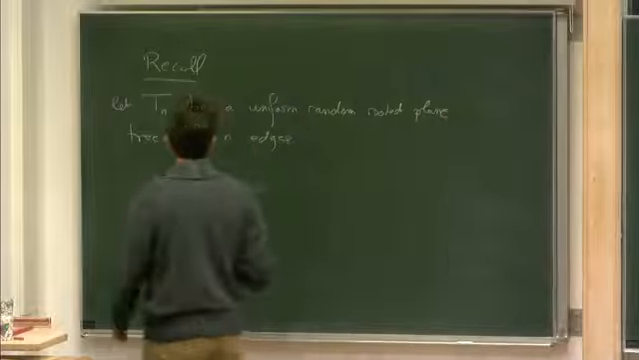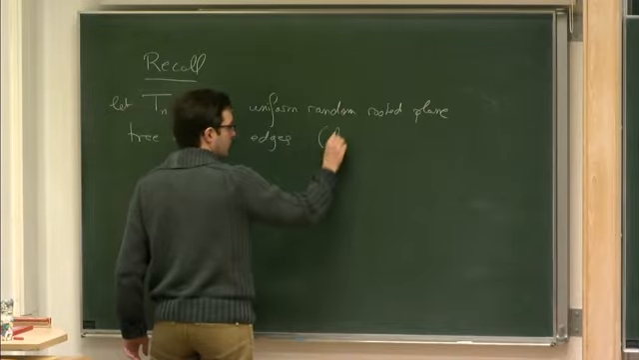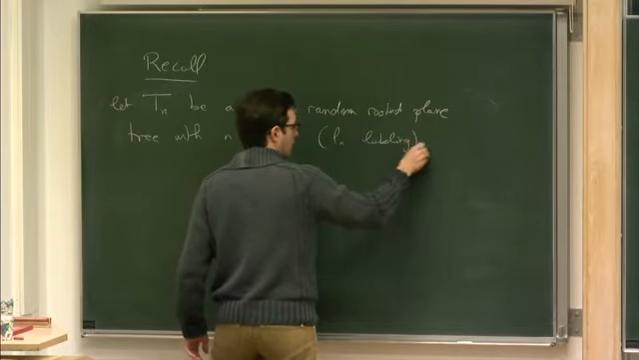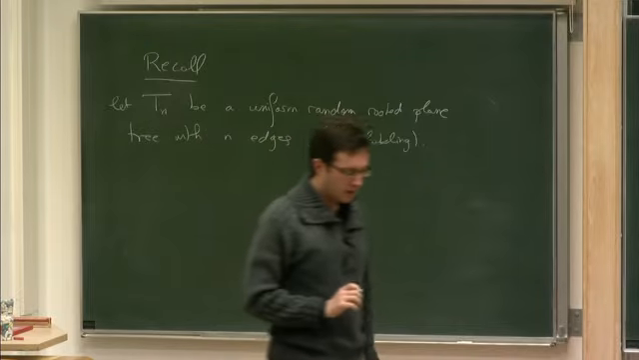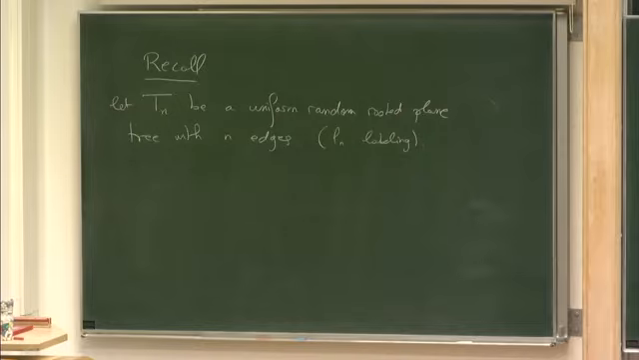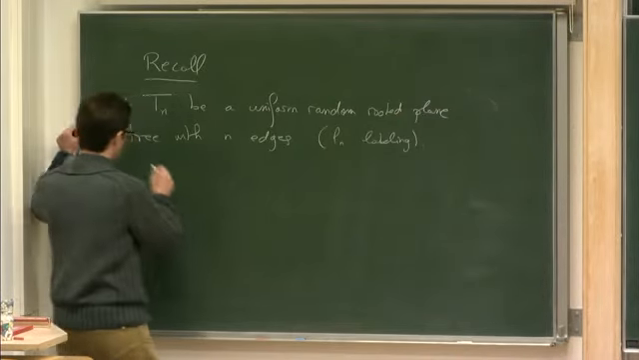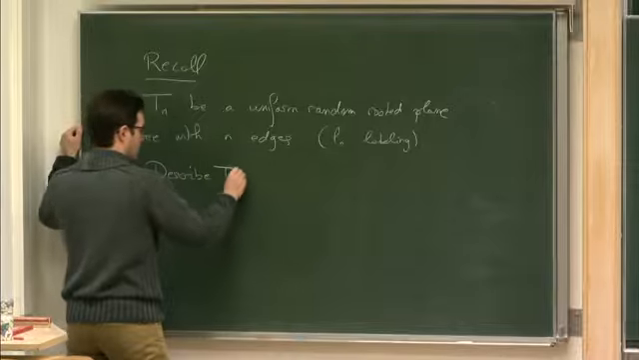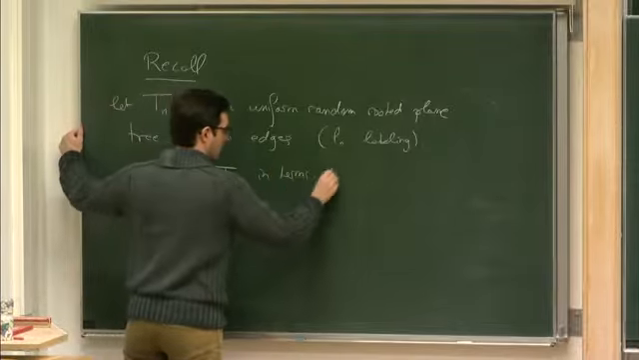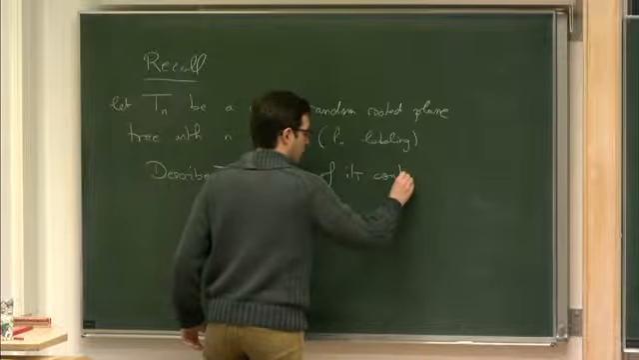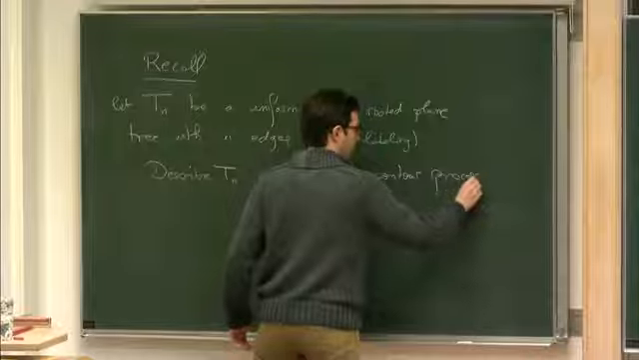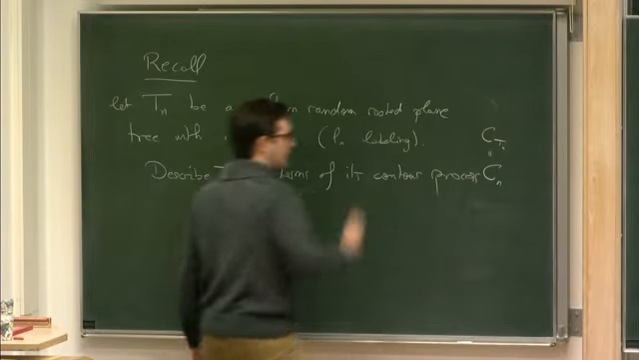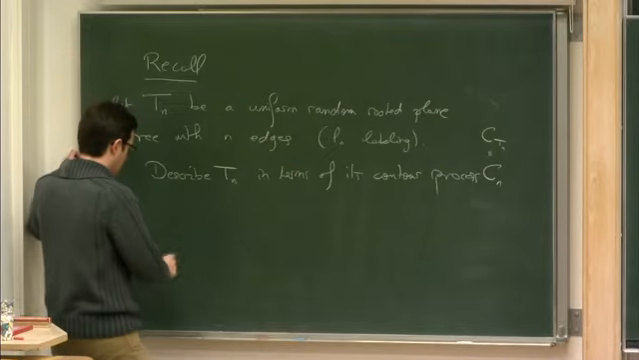Just take one at random, and later we'll see that there is a labeling, but we'll come to that later. We were interested just in the scaling limit of the tree itself. And recall that you can code or describe Tn in terms of its contour process, which I want to call Cn.